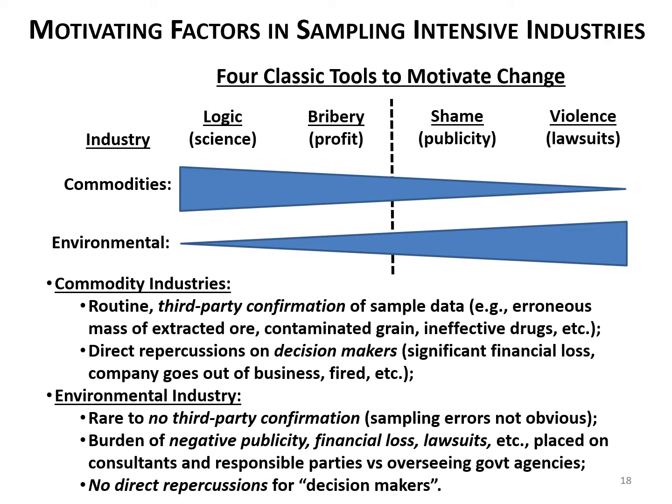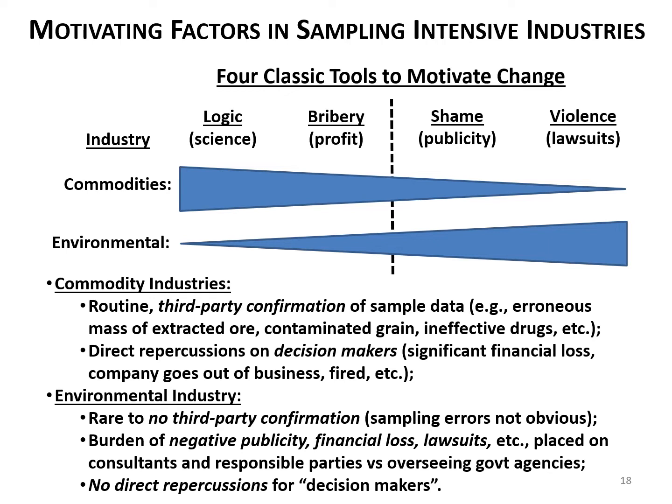It's another interesting discussion we had in Norway, and some of these notes I'm talking about I've added on since the presentation I gave there. The discussions with people there and here in the environmental industry in the U.S., we were thinking about what are the motivating factors in the sampling intensive industries, so the commodities versus environmental. And I remember this point from my college days, the four classic tools to motivate change. There was logic, bribery, shame, and violence. How you convince someone to change. And a better way to look at that now would be science, profit, publicity, and lawsuits.